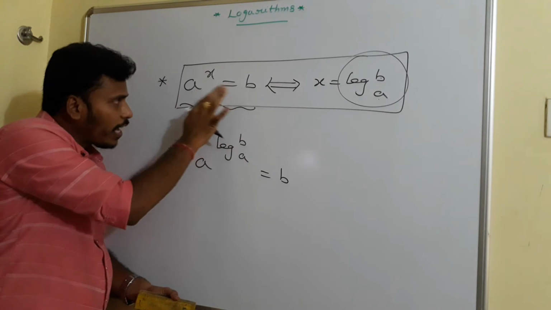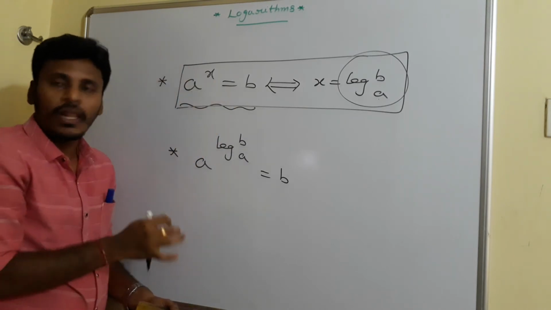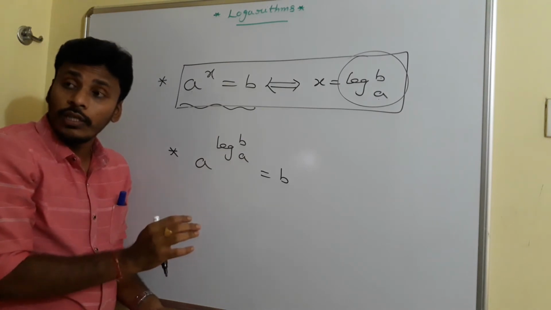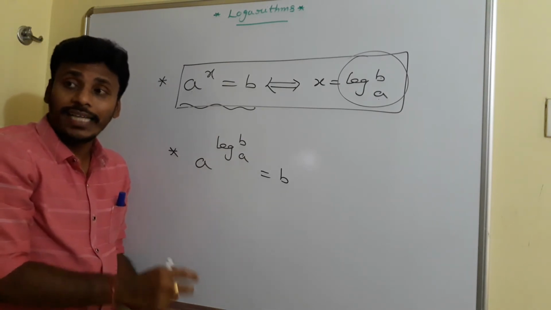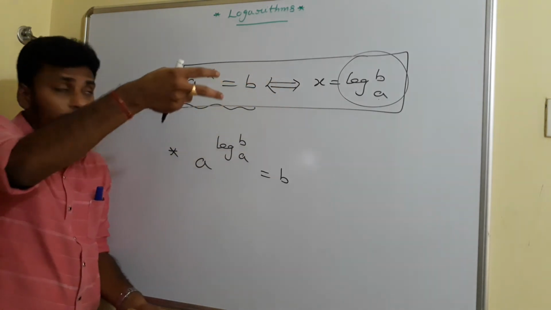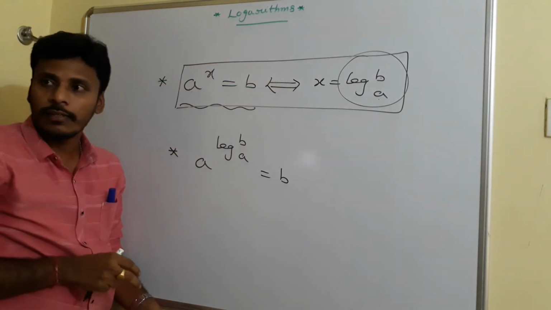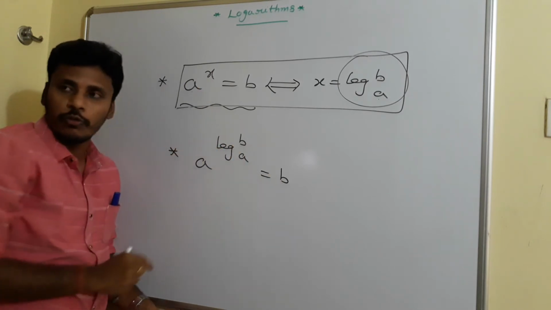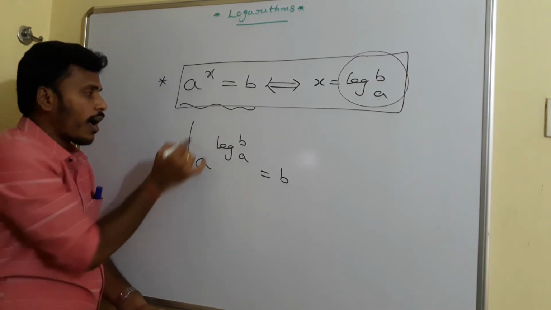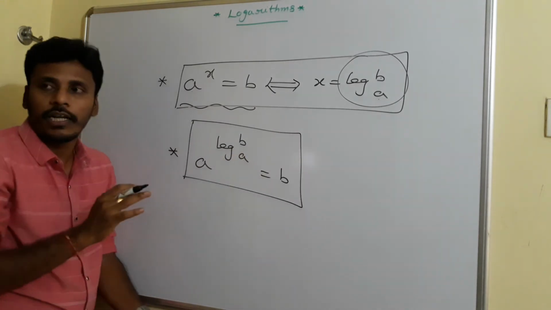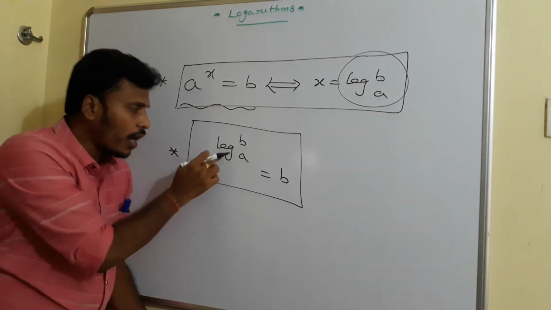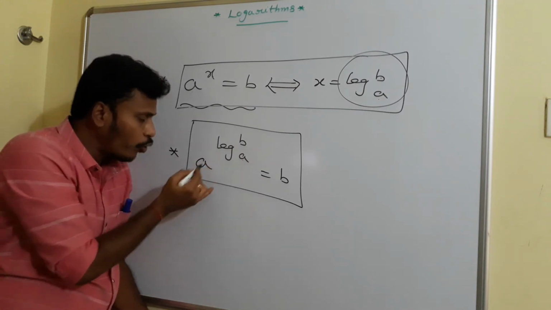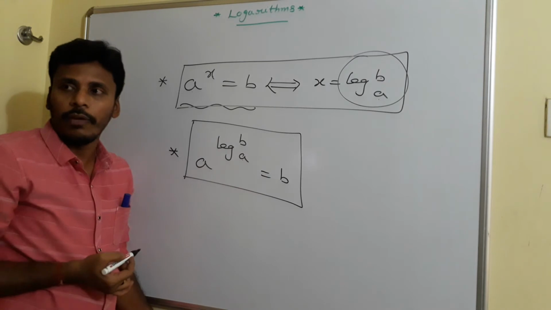See what I did? Here a to the power x is equal to b is the given thing, and we converted it into x is equal to log b base a. Now I take this x as log b base a and plug it in the place of x. Then a to the power log b base a is equal to b. Now, observe this law. This is usually called the fundamental law of logarithm: a to the power logarithm of b base a is equal to b. This a and that a are the same, and as a result you get b.